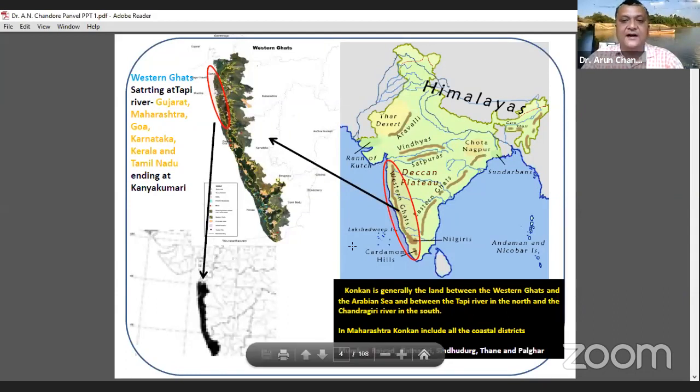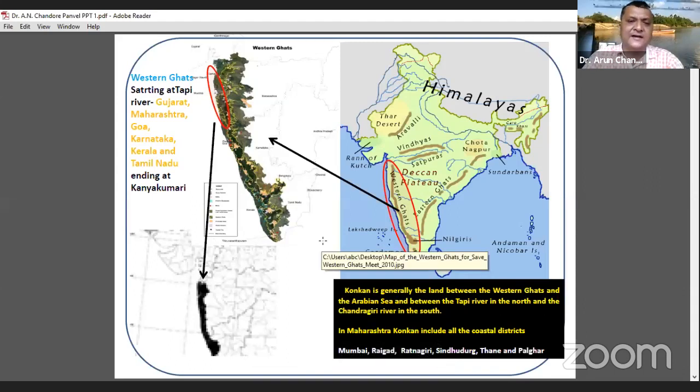Konkan is generally the land between the Western Ghat and the Arabian Sea, and between the Tapi River in the north and the Chandragiri River in the south. In Maharashtra, Konkan includes all coastal districts, that is Mumbai, Raigad, Ratnagiri, Sindhudurga, Thane and Palghar. Okay, this Konkan and Western Ghat is a very important patch of biodiversity.